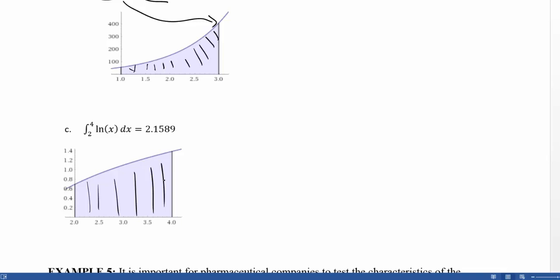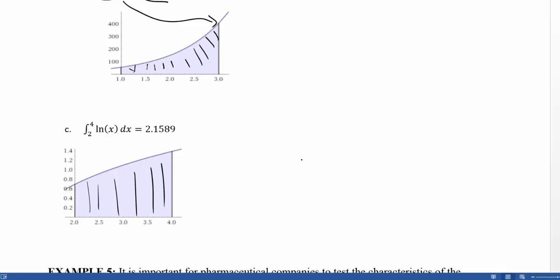We have to remember that the natural log of x is not defined for 0 or negative numbers, which means that it would not make sense to have an integral that included 0 or negative numbers. So if you were to try to do something like the integral from -1 to 5 of the natural log of x, you would get an error because the natural log of x is not defined for -1. So your bounds have to reflect something that's actually in the domain of the function. So keep that in mind when you're setting up your definite integrals.